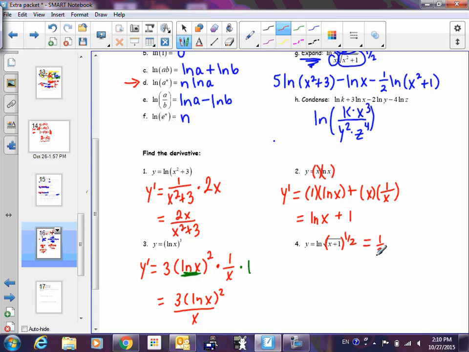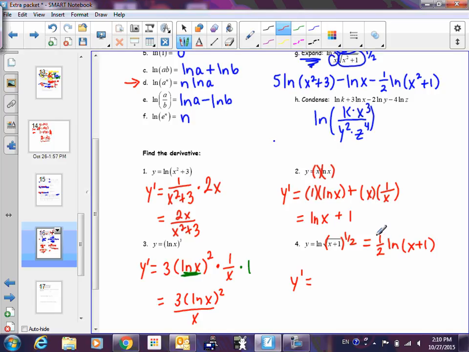So notice I'm not even putting y prime. I'm just writing equals over here because I really want to make a point of what I'm doing. I'm not deriving yet. I'm just rewriting. And if you use that log property, then the next step is easier. That's why we did it.